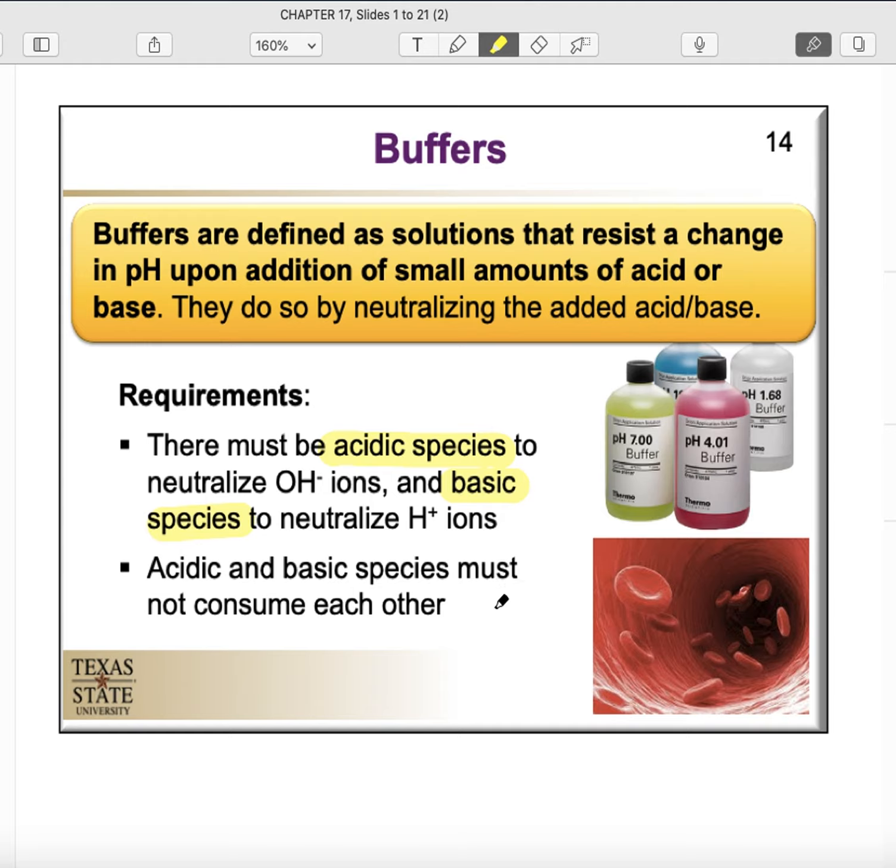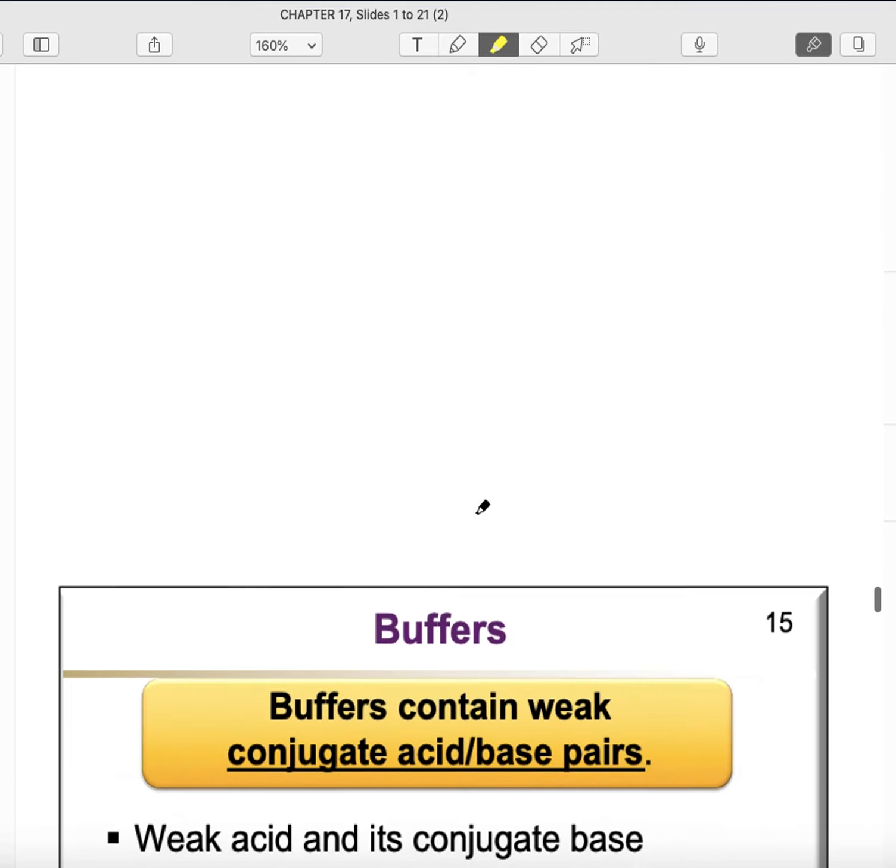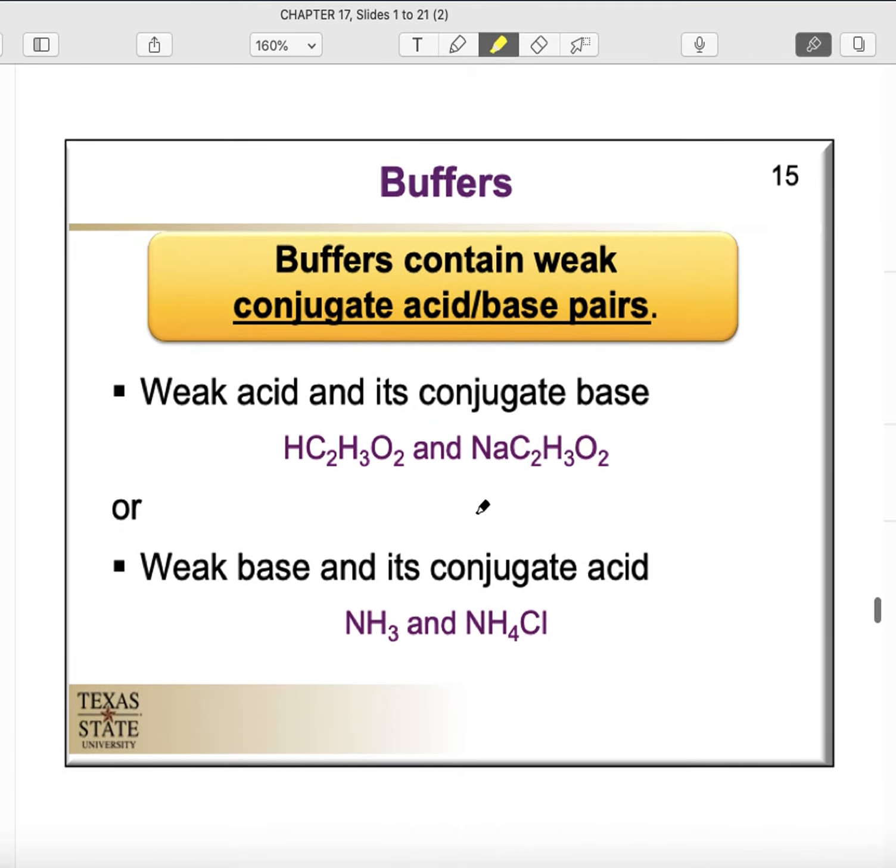The second requirement is that the acidic and the basic component of that buffer cannot consume one another, because if they consumed one another, then obviously they would not be available to neutralize any external acid or base that gets added to that solution. And so because of that, we have to be very careful with the selection of the acid and the base that we utilize. And specifically, what we're going to be able to use to make a buffer is a conjugate acid-base pair, because they will not be able to consume one another.